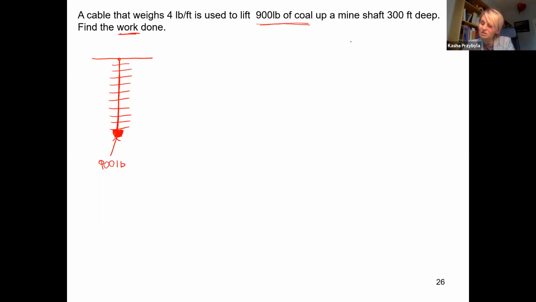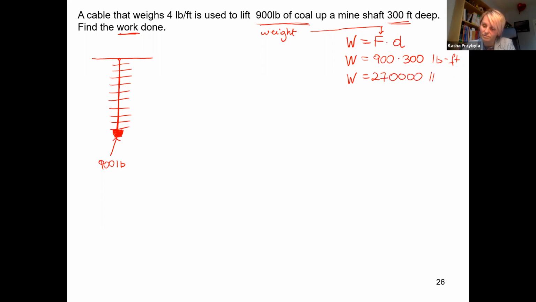That means the work is just the force, which in this case is the weight, because if it's not metric, we are not worried about the acceleration due to gravity. So that's force times the distance, and the distance is 900 times 300, in pound-feet. 9 times 3 is 27, and 4 zeros. That means that's done.